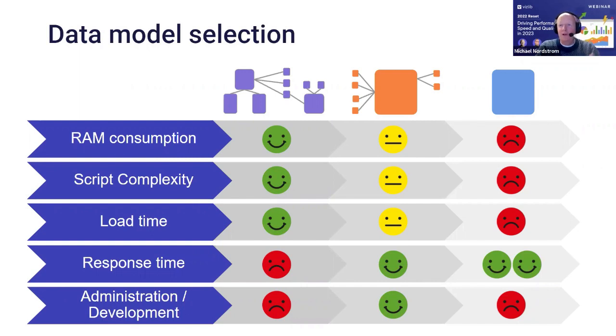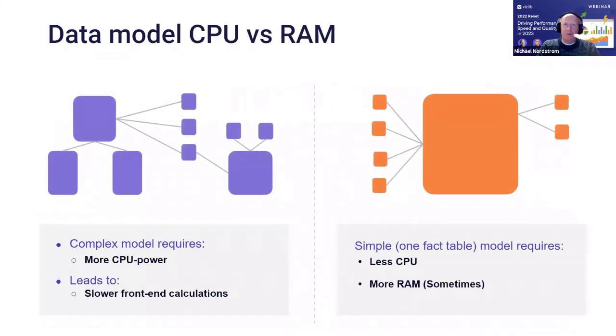If you have the one on the left, you do most likely have a problem with performance in your Qlik Sense apps. So to summarize that a little bit, it's usually the CPU calculation time versus the use of memory, RAM. So the complex model, more CPU power, and it will have slower front-end calculations. The simple one-fact table model will require less CPU, might require a bit more RAM. This is a little bit tricky one because it will actually potentially use less RAM again once you start adding calculations to it. But if you look at it from the start, it might look like it's using a little bit more RAM memory.